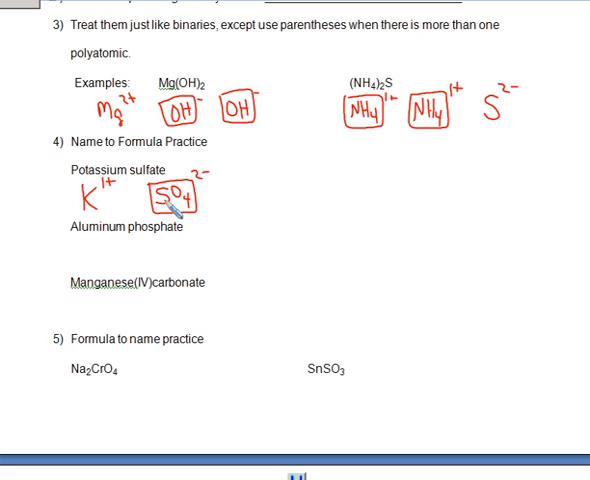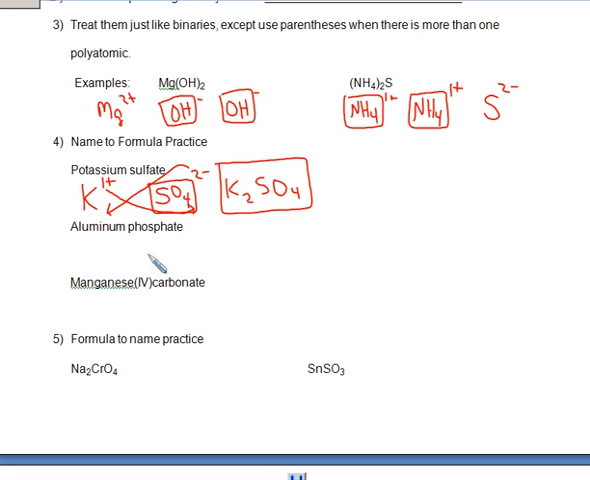We're going to crisscross, just like we did with the binary compounds. So the 1 comes down, and the 2 comes down, and we get K2SO4. All right, put a little box around that so I know you're done and that's your final answer. Notice the SO4 stays together.